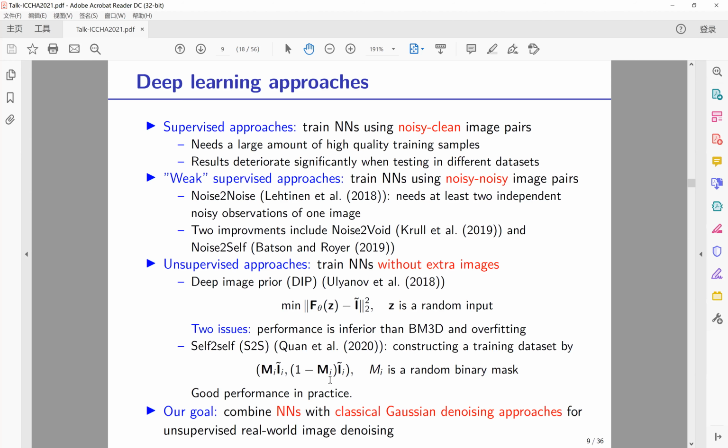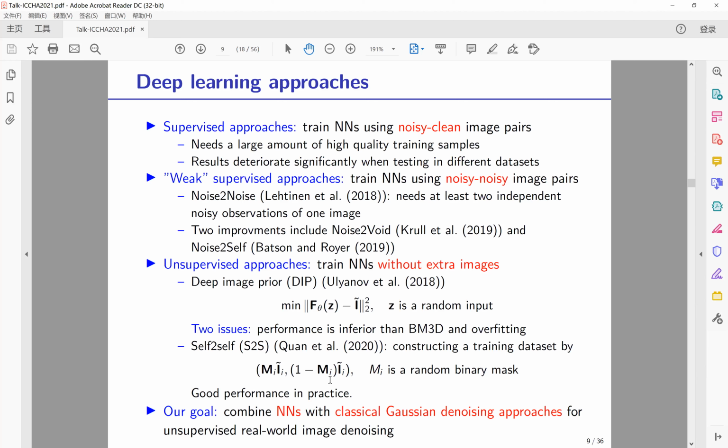And in our work, we want to combine the NN and the classical Gaussian denoise approach to deal with this case. This is because in a single image processing problem, we don't have the training data. One approach is that we can construct many training samples by using random mask. And the other approach is that, in fact, when we do some classical modeling, we don't need training pairs. We just use one single image.